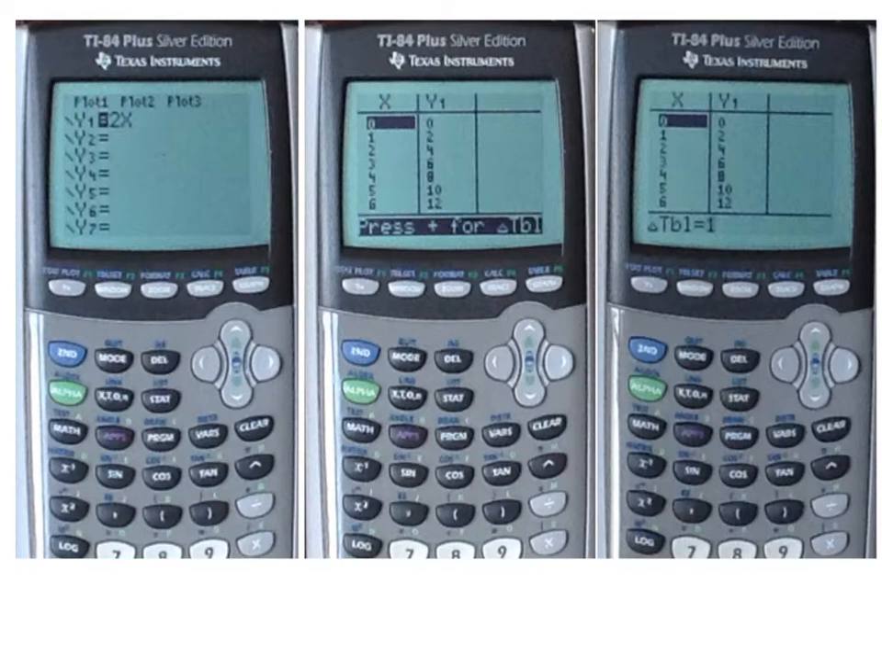Now notice, to pull up a table, the graph key has the word table written in blue right above it. So if I want to pull up something written in blue, I press the blue second key, and then I press that button, and it's going to activate whatever's written in blue. So in this case, it's bringing up the table. And when I look at my table for y equals 2x, it's starting at 0 and it's going up by 1s.